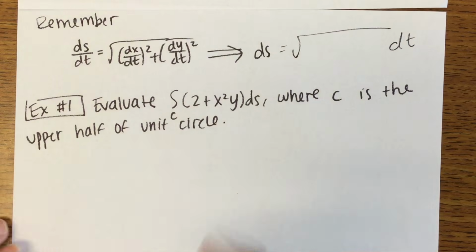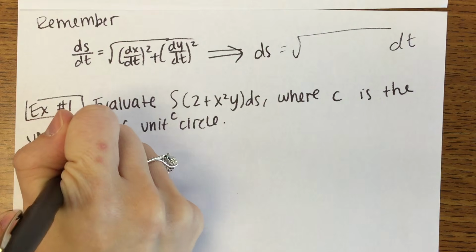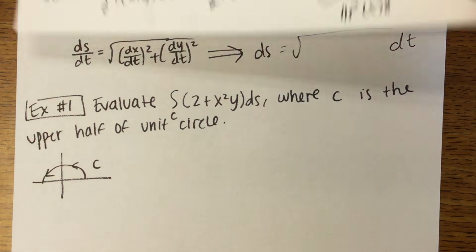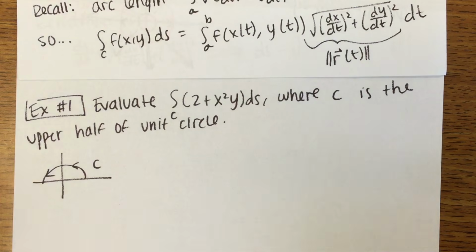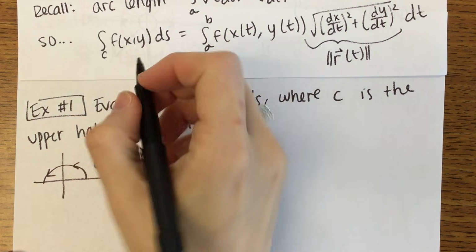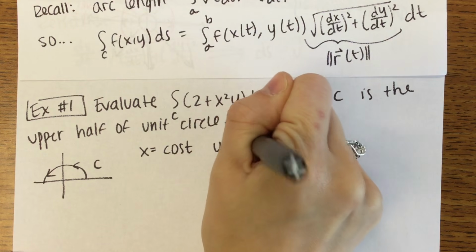Okay, so first thing we want to do is draw a picture so that we know what C is. In order to calculate the arc length, we're going to need to have x and y defined parametrically. This is the unit circle, so in this case x will be cosine of t, y is going to be sine of t.